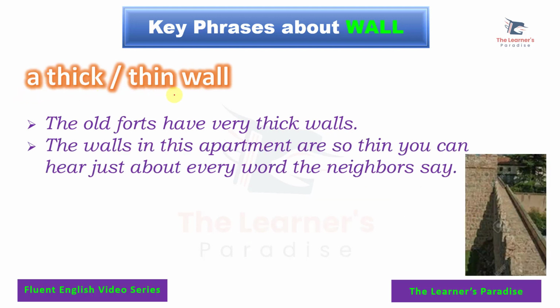A thick wall or a thin wall. Walls can be thick or walls can be thin. So this is a very thick wall here. See, this is a very thick wall, right? Then as compared to this is a kind of thin wall. On this wall even you can walk because it's so thick.